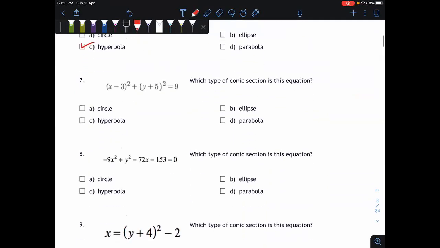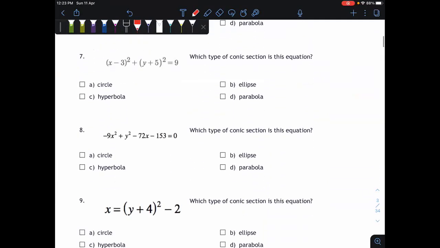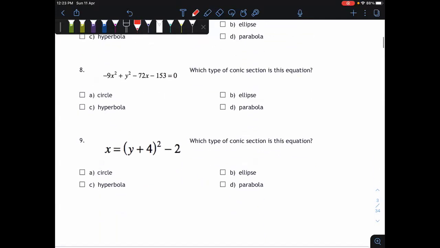Number 7, which type of conic section is this equation? It's very simple here. It's a circle. Its radius is 3 and the center is (3, negative 5). Which type of conic section is this equation?